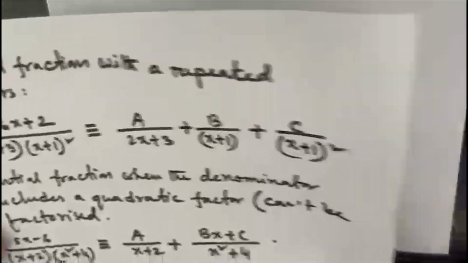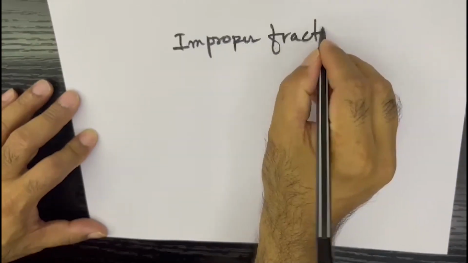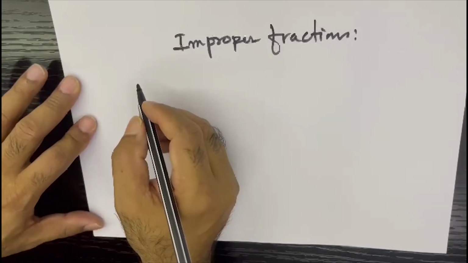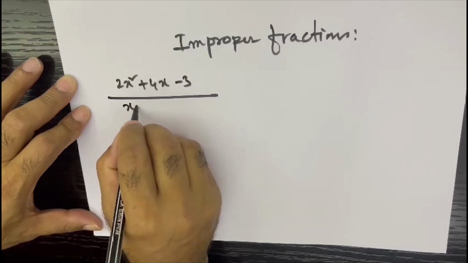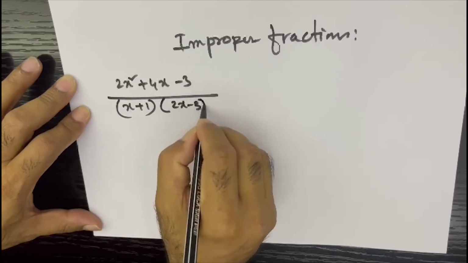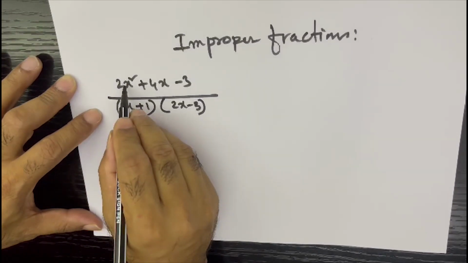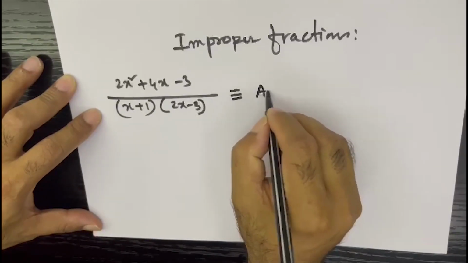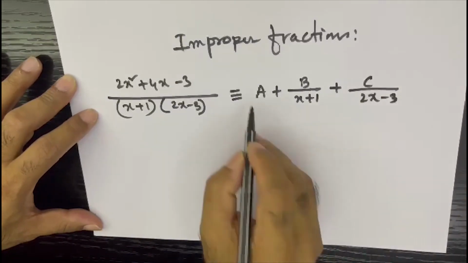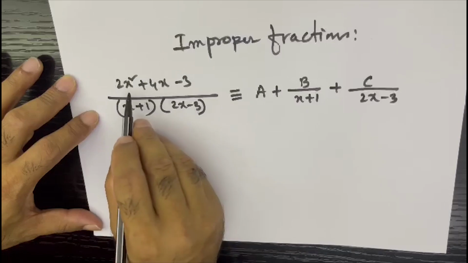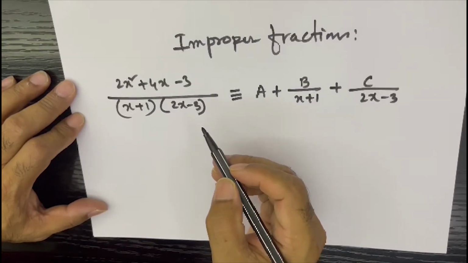Now, improper fractions. How can we understand this is an improper fraction? As an example, 2x squared plus 4x minus 3 divided by x plus 1 times 2x minus 3. If we multiply x and 2x in the denominator, it will be 2x squared. Here the numerator also has 2x squared. This can be written in the form a plus b over x plus 1 plus c over 2x minus 3. This a is a constant. We can find the constant by dividing the numerator by the denominator. And now I will explain all these types of partial fractions with some examples.